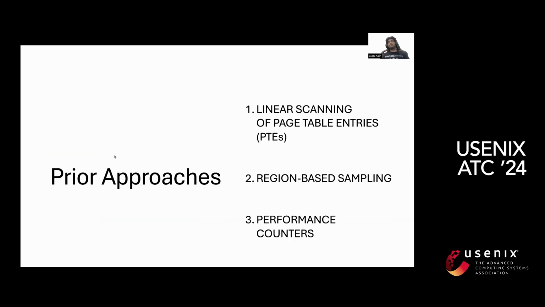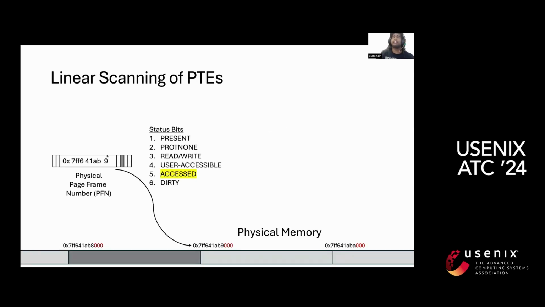Prior approaches that do telemetry fall into three broad categories: linear scanning of page table entries, region-based sampling, and using performance monitoring unit counters. Let's look at these one by one. In memory, each page is indexed by a page table entry. Each page table entry contains a physical page frame number, which on extending is the physical address of the indexed page. Alongside the page frame number, there are some status bits that carry some metadata related to the page.